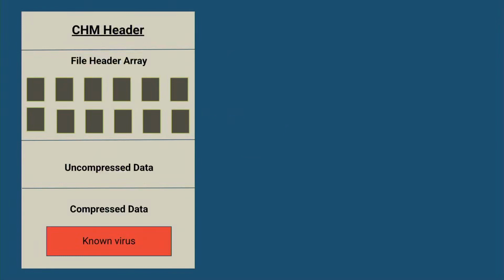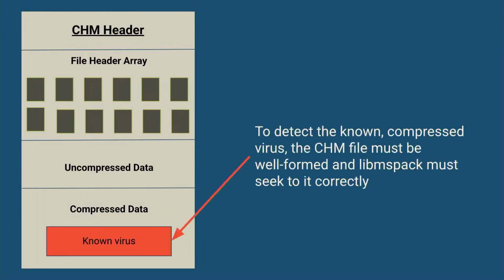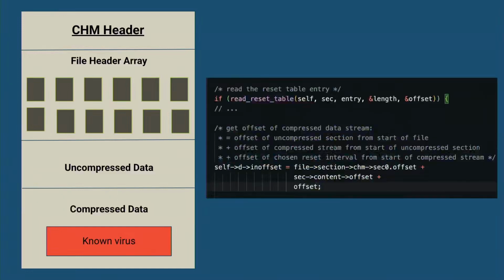So we go back again to our visualization of CHM, and we make a couple of assumptions. Let's say we have a known virus that is embedded and compressed within the file. In order for ClamAV to find this file, the CHM file would have to be well formed, and it would have to be able to correctly seek to this file so that it can decompress it. So let's look at the code that reads the reset table initially for this entry, and this is where the out-of-bounds read occurs. The value that is finally read out of bounds is stored in the offset variable.